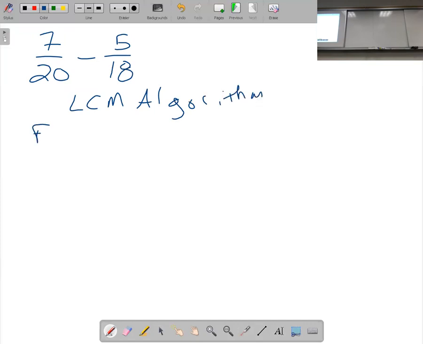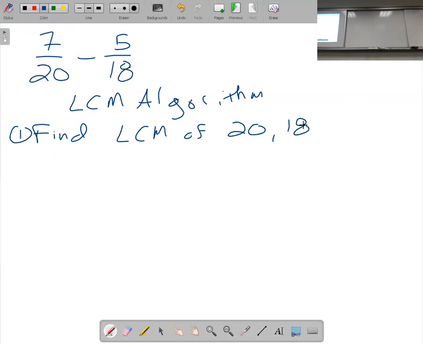So to use the LCM algorithm, I have to first find the lowest common multiple of 20 and 18. And we had at least two ways to do that. One way is to list out a whole bunch of multiples of 20. Another is to list a whole bunch of multiples of 18 and find the first match. That's a long list. It's doable. What was our other technique?